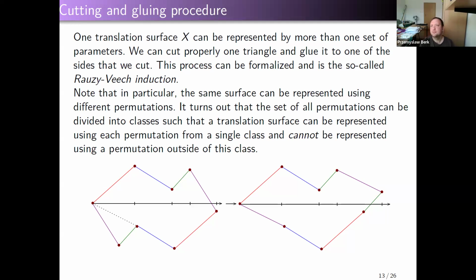In general, it cannot be represented by any permutation from outside this class. So there is a natural class of permutations which you just have to consider for your given surface. If you know more about dynamical systems, you've probably seen the picture below. This algorithm is actually called Rauzy induction, and it's a very simple argument with very non-trivial properties. But it is not the time to talk about that. I want you to remember just the permutation part.